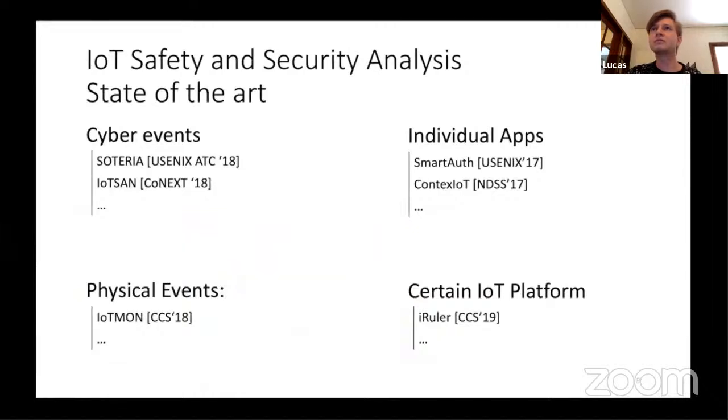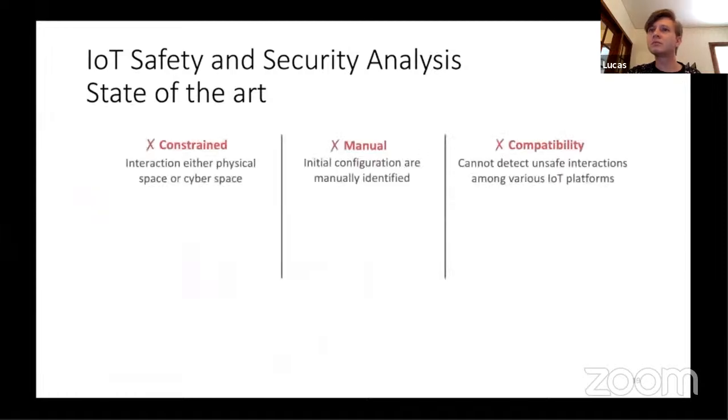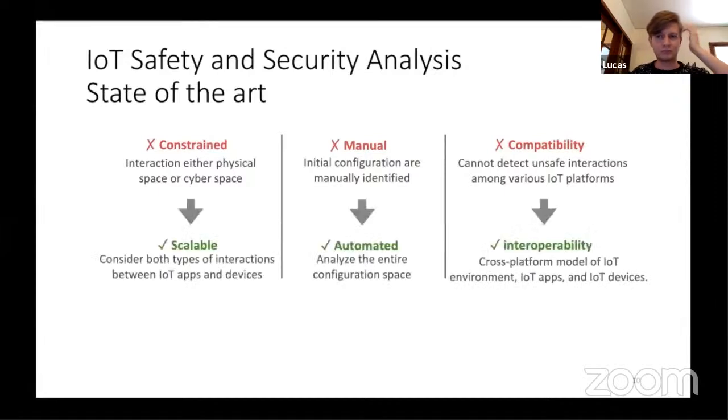Safety and security has been studied in the state of the art from different angles and different perspectives. In general, we identify three major limitations in prior work. They are constrained in terms of either considering physical space or cyberspace, but they don't consider both. The initial configurations of the IoT applications are manually identified. There are compatibility issues by focusing on certain IoT platforms without performing cross-platform analysis. Therefore, some unsafe interactions will not be detected.